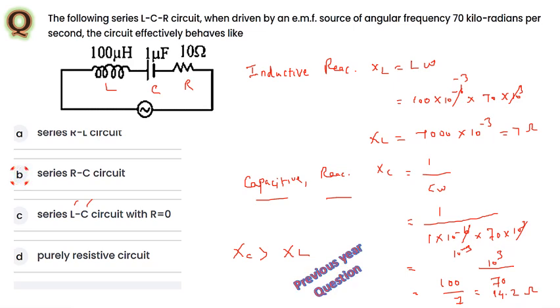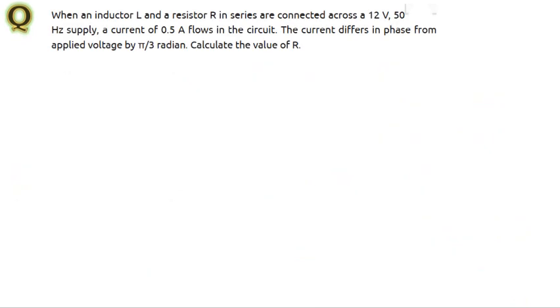The next problem here: when an inductor L and a resistance R in series are connected across a potential of 12 volt and 50 Hz supply. I will draw it and show you here. One is the inductor, and another one is the resistor, like a resistance over here.